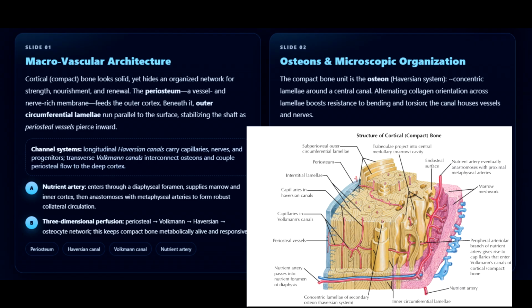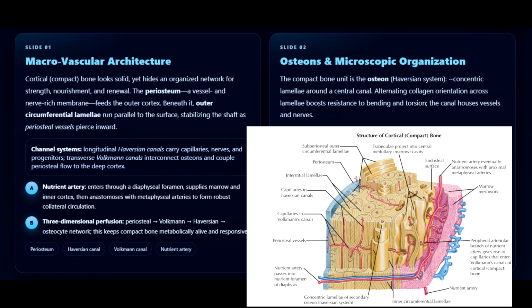Now let us take a closer look at cortical or compact bone, which is beautifully illustrated on this page. At first glance, it may seem like a solid, impenetrable structure, but when magnified, we see an intricate, highly organized system designed for strength, nourishment, and constant renewal. Starting from the outermost surface, the periosteum covers the bone. This thin but vital membrane is richly supplied with vessels and nerves, and it serves as the entry point for blood into the dense cortical wall.